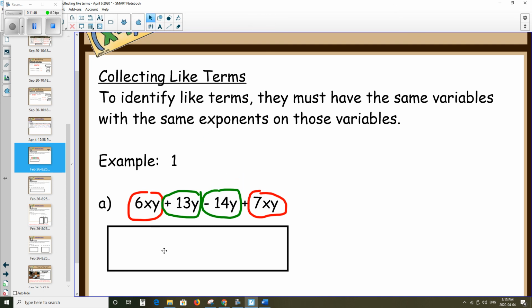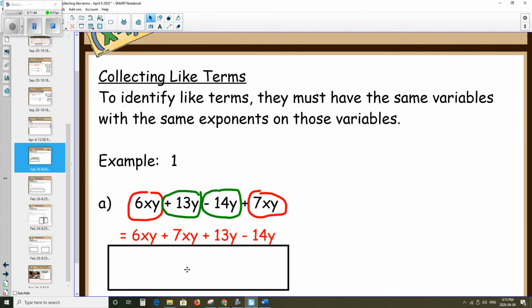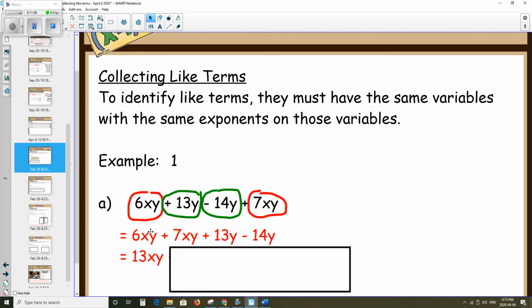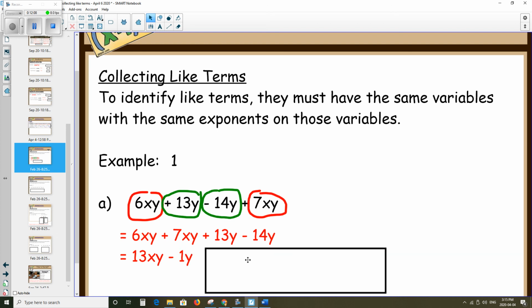So what I did in the first step is I wrote them next to each other according to how they matched. Okay, so these two match together, so I wrote them first, and then the 13y, negative 14y, they match, they go together, so they're next. And now we're just going to add, so 6 plus 7 is 13. You don't do anything to the endings, right? The endings don't change, you're just adding the coefficients in the front. And then 13 subtract 14 is negative 1, so we have negative 1y.